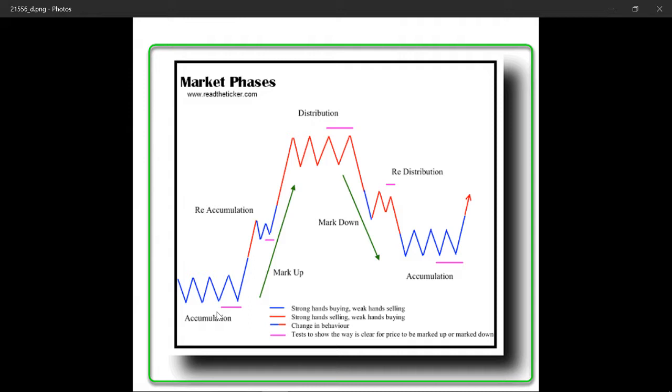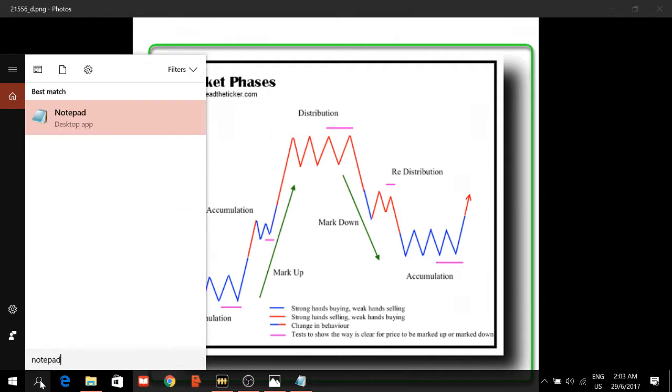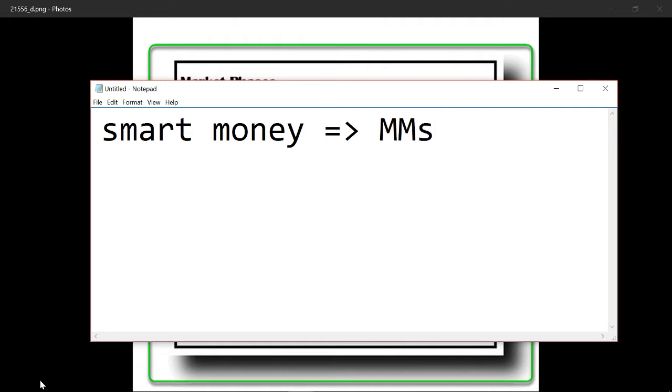Okay, so let me write it for you guys. Here in the notepad I have my smart money. Smart money is money being traded by financial institutions, so institutional traders, big traders, professional traders, big names like Warren Buffett and people like that. And we call them market makers.